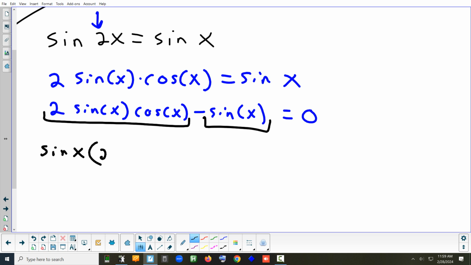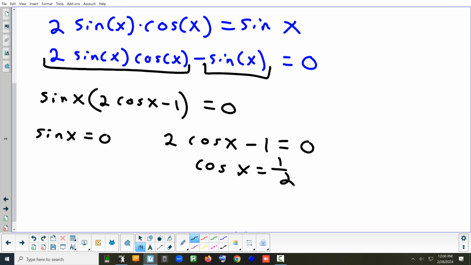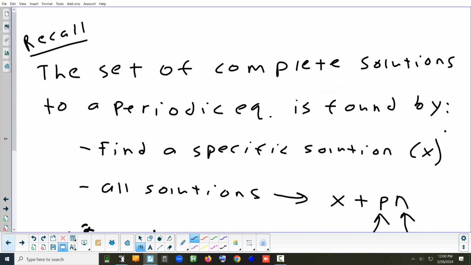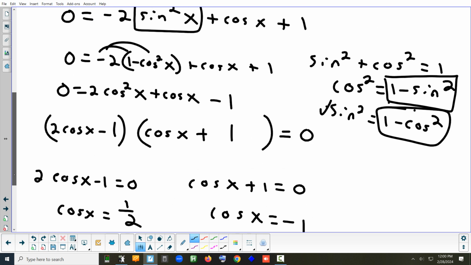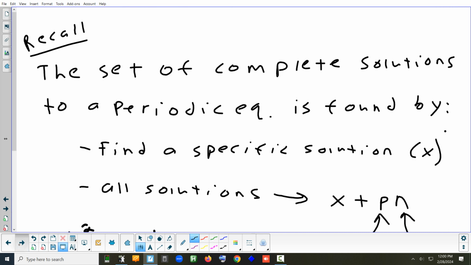2 cosine x. And if you factor it out of the second term, what are you left with? Negative 1. Now set each factor equal to 0 and solve. Sine x equals 0. I think we've done this one earlier. Cosine x equals a half. We go back and look at our notes. Yeah, cosine x equals a half. We already solved it: 60 degrees and 300 degrees.